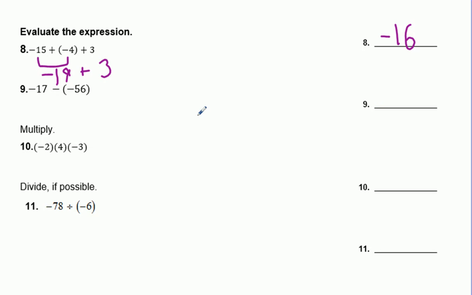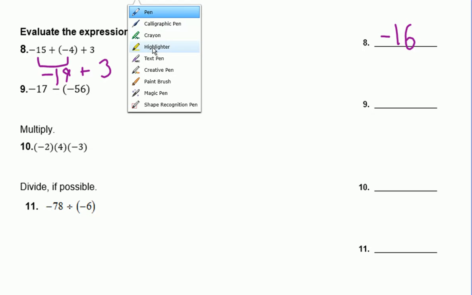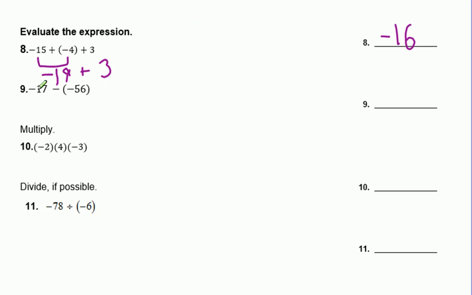The second one too, again, have to type it in really carefully. Remember the difference. Sometimes the minus signs and the negative signs look really similar. If it is in front of a number, it is a negative sign. If it is between two numbers, like this guy, it is a minus sign. So type that really carefully. -17 minus, parentheses, -56. You could put the parentheses, you don't have to. Either way, you should get the right answer. And the right answer for this guy should be 39.